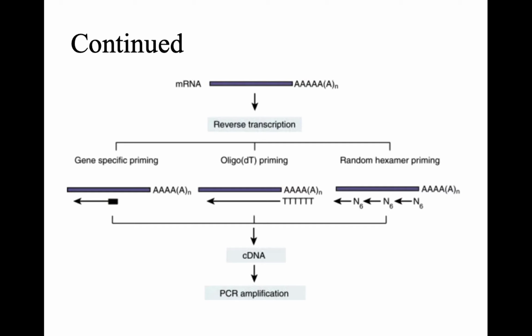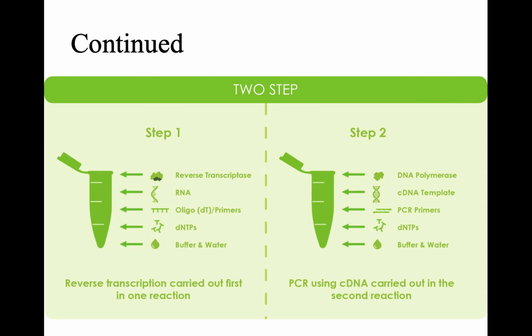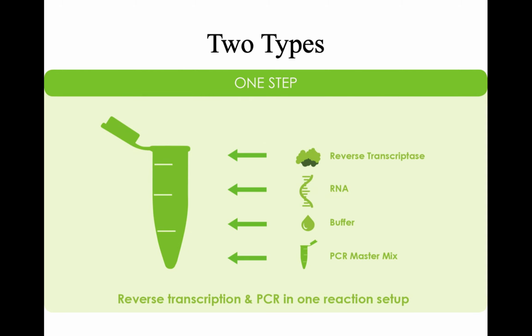And here, after the synthesis of the cDNA using these three different primers, this cDNA can be used in the amplification, or the PCR amplification. And in reverse transcriptase PCR, there are two types. One is the one-step process, and the second is the two-step process. In the one-step process, both the reverse transcription and the PCR can be done in only one reaction step.